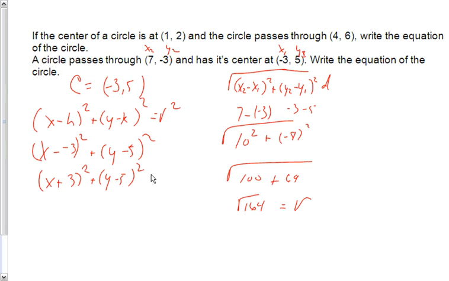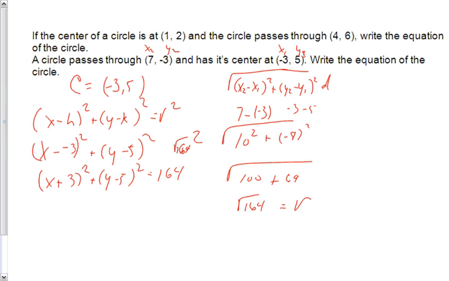Well, what's nice is it's r squared. Well, it's the square root of 164 squared. It just gets rid of the radical for us. That's the nice thing about this. It gets rid of the radical, so we don't have to do any simplification. If we broke this down, we'd have to undo it, actually. Okay, let's do the other one.